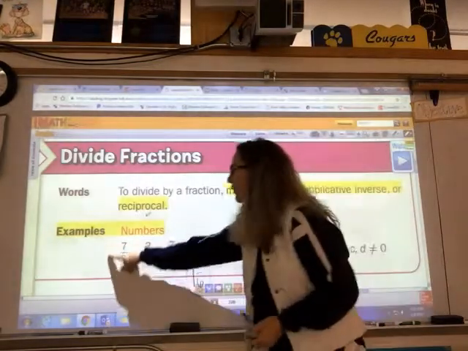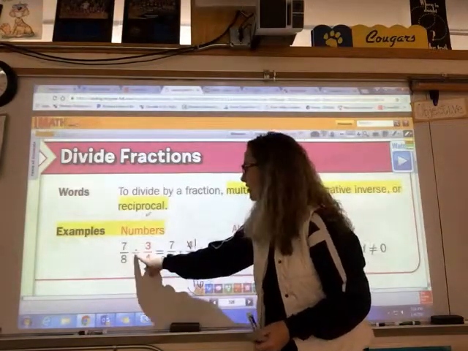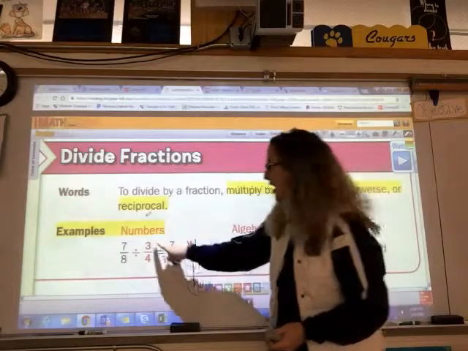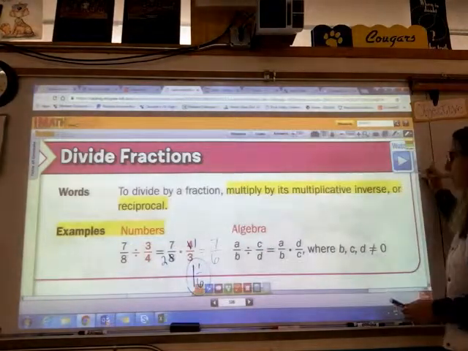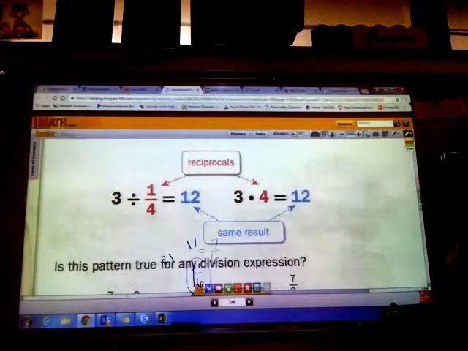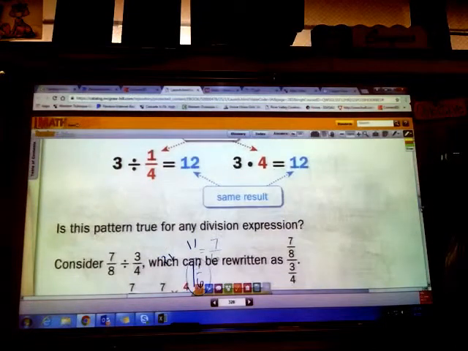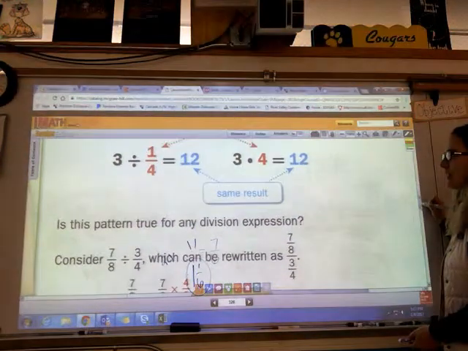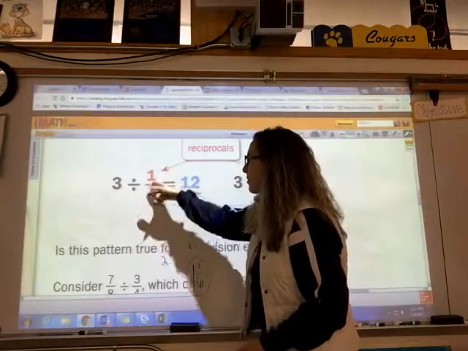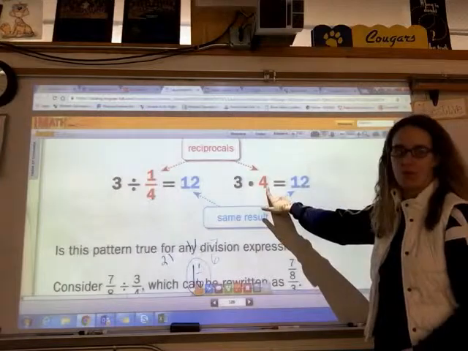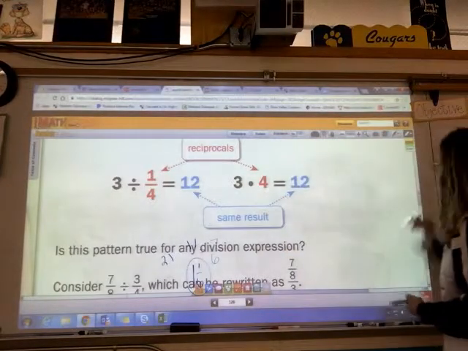Again, the first fraction does not change. Division changes to multiplication, and you always multiply by the reciprocal or the multiplicative inverse, okay? You can see here an example in terms of what your multiplicative inverses are, your reciprocals. Remember, if you have 1/4, you would flip that. It'd be the same as 4 over 1, or the whole number 4.